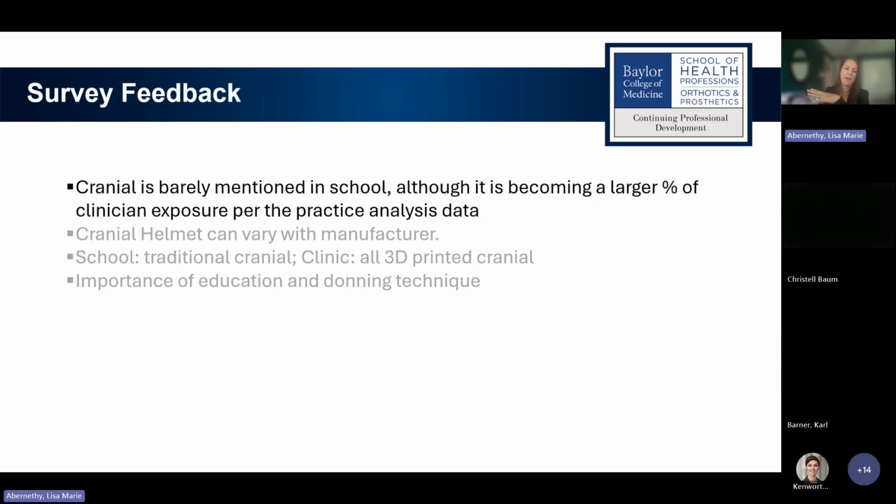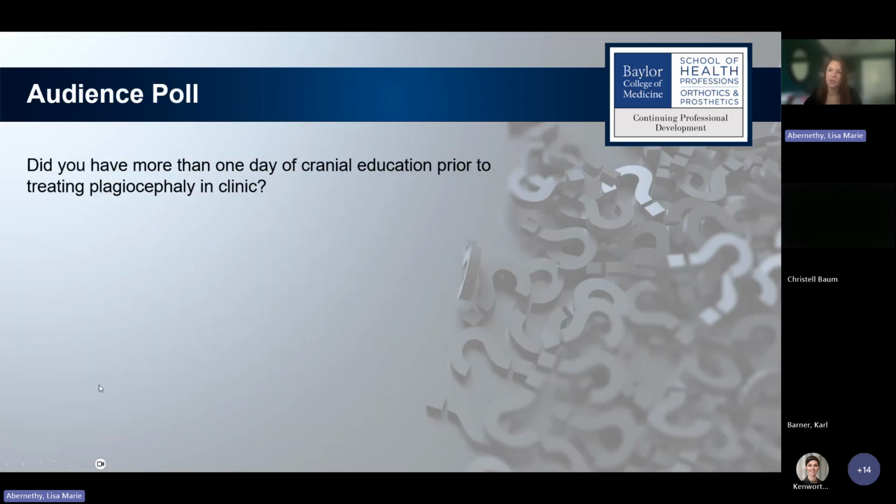So I was going to bring up specific items from our survey that you requested more information on. As we go throughout this, I'm going to pull them out, but feel free to stop and ask questions as we go. The first one was that cranial is barely mentioned in school, but it has become a larger percentage of the clinical exposure. So I wanted to start with a question for you: did you have more than, say, about 1 day of cranial education prior to treating plagio in clinic?